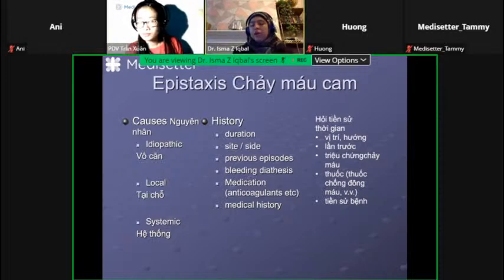And if they have any congenital causes of bleeding such as HHT.